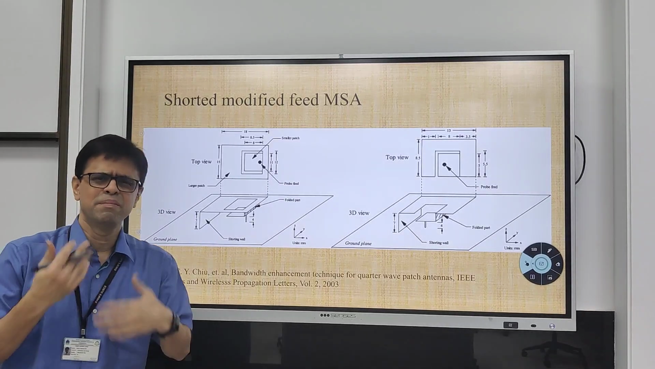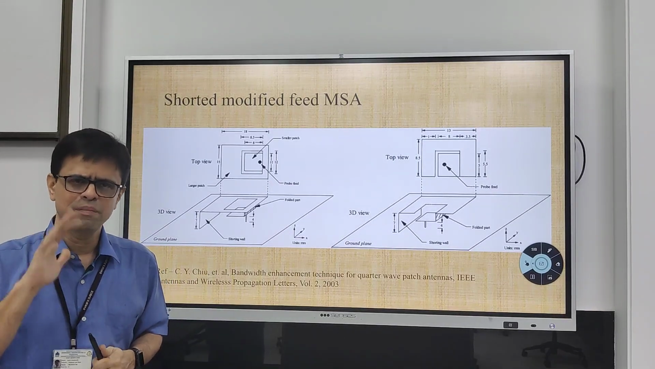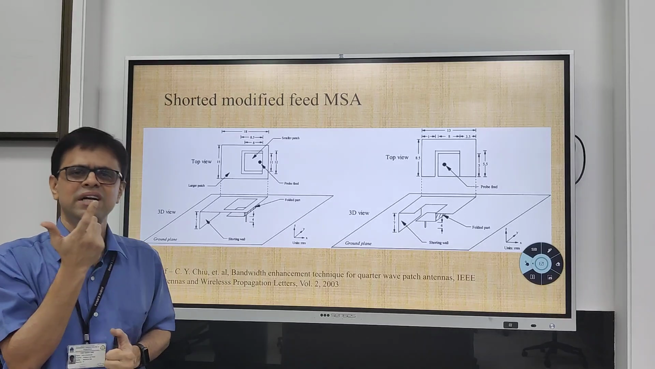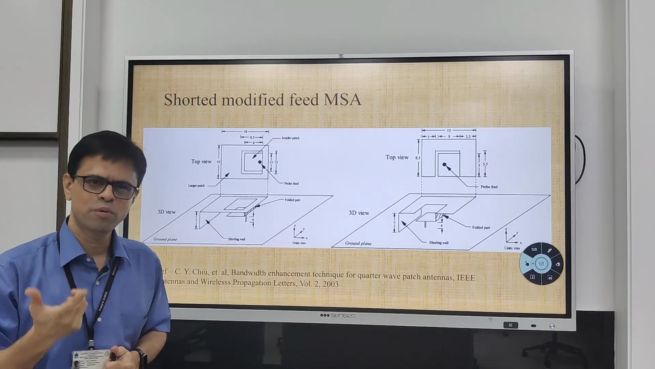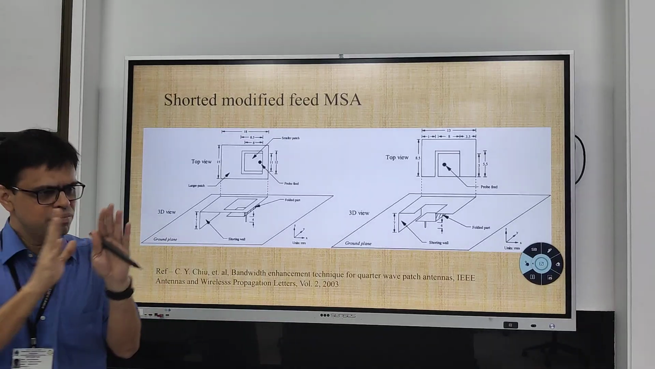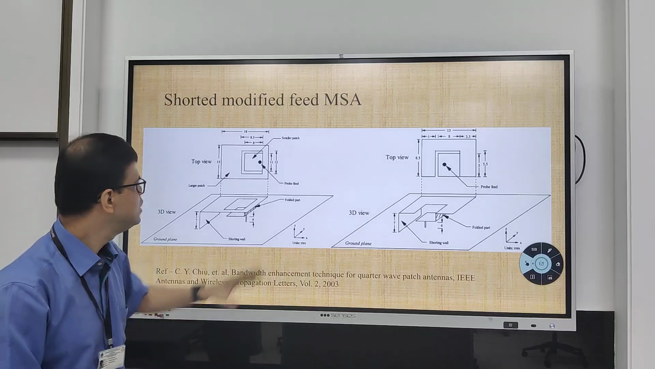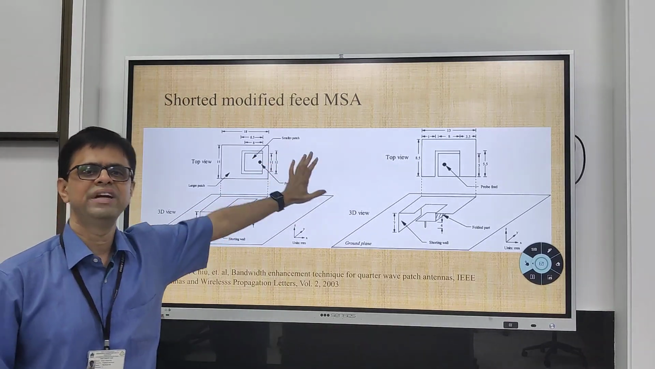In fact, there are many similar things available now. Modified feeding techniques: here you can use an L probe, you can use a suspended inverted feed, you can use a T-shaped probe feed, you can use a proximity feed. Ultimately, what you are doing is limiting the inductance of the probe feed for the substrate thickness, and then you are using some modifications to feed the antenna.